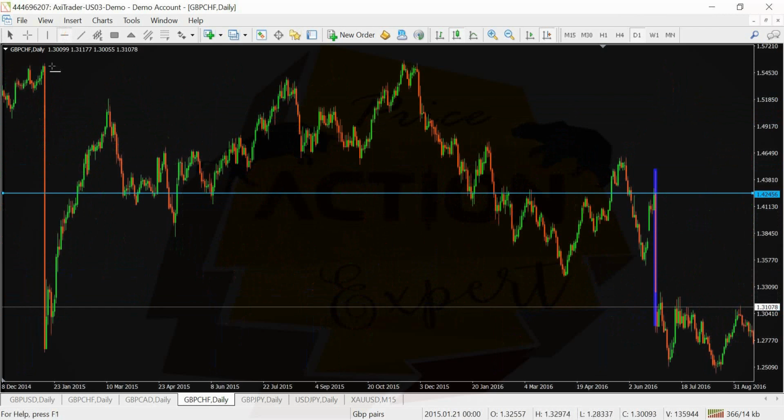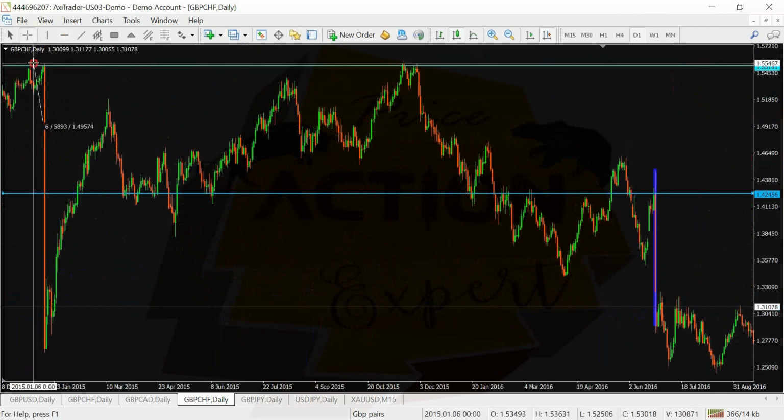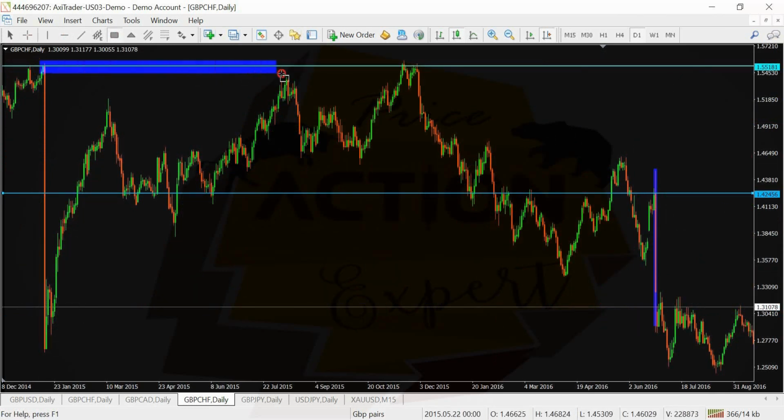See here, this is actually the 2015 January crash of CHF. It went down like 3000 pips within like 10 minutes. See, look at the opening candle which I marked here. Look at the price reaction here.